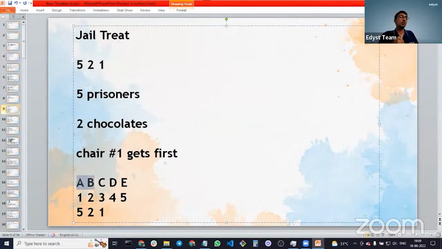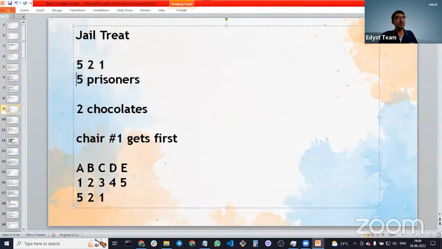Who is the person who gets the last chocolate? B. How many chairs? 5 chairs, because 5 prisoners, so 5 chairs. You can also say prisoners or chairs. Okay, B is the last person to get a chocolate. And what they're saying is the jail master is a little bit cruel. The last person to get the chocolate actually gets a bad chocolate.